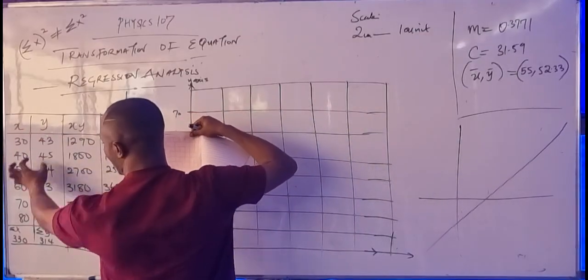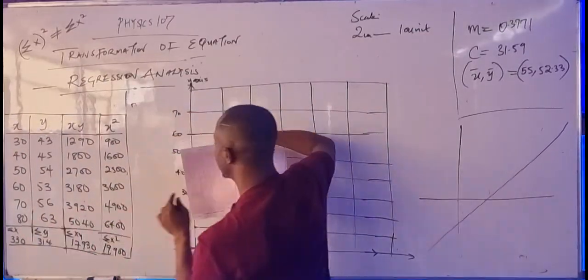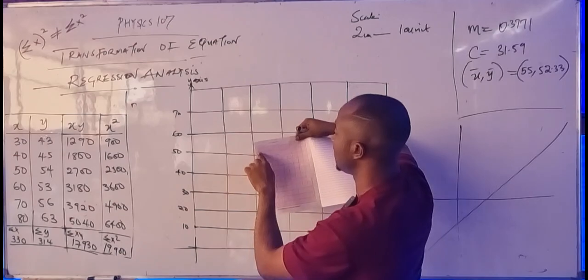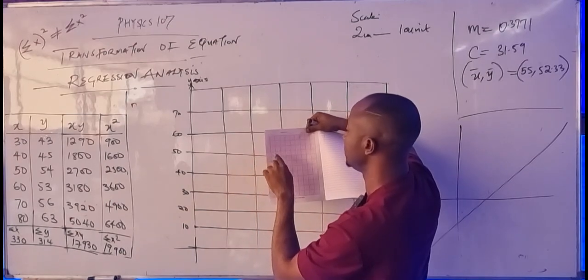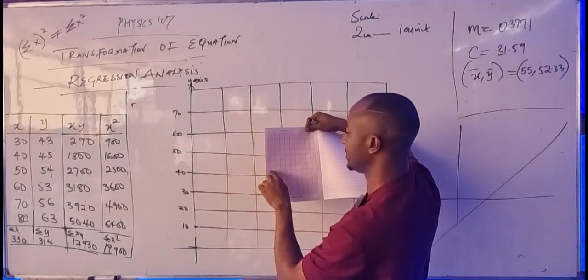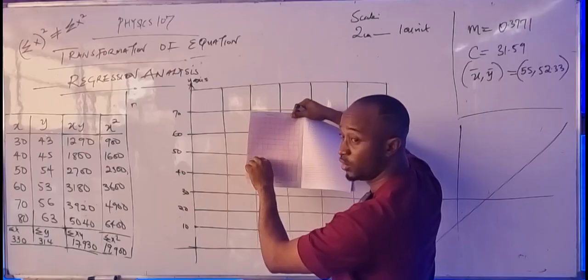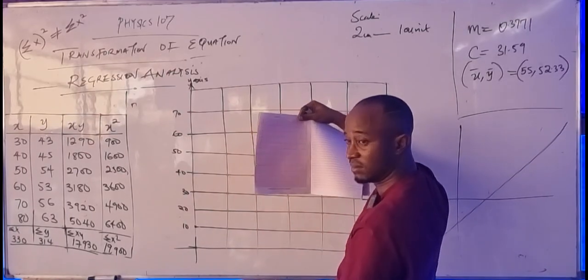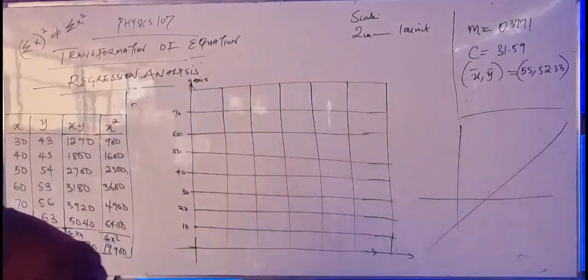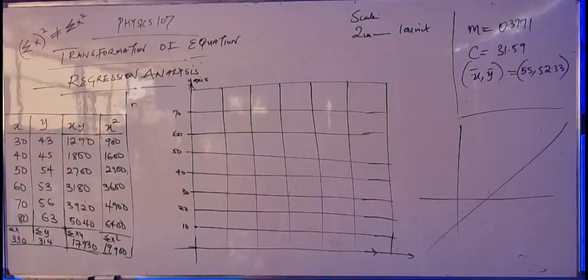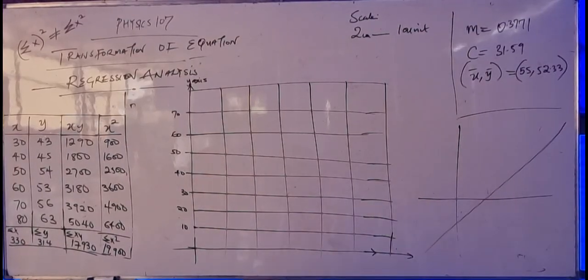The least is 43. What's the highest here? 63. So I will start from 70: 70, 60, 50, 40, 30, 20, 10, and the next one is 0. Then rule your line, leaving a space below. Have you done that? Do that for me now, all of you. Now we are done for the y-axis.